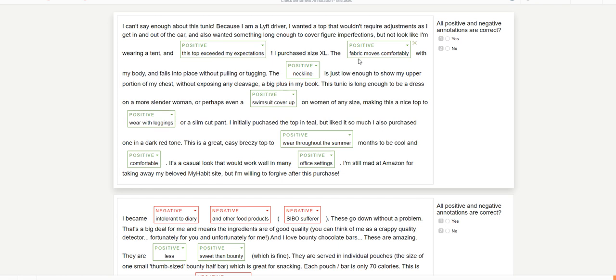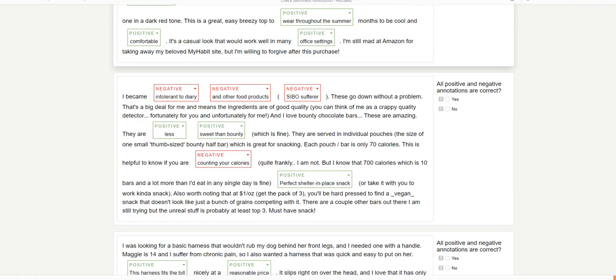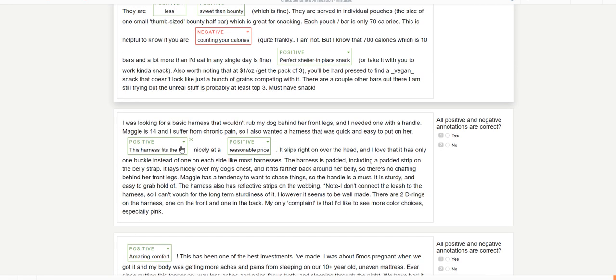"This top exceeded my expectation. Fabric moves comfortably. Neckline." That's a no. Again, this is not a negative or positive feedback. It's not even a key phrase. It's just one word. "Intolerant to dairy." Again, no. These, again, that's nothing, not a key word at all.